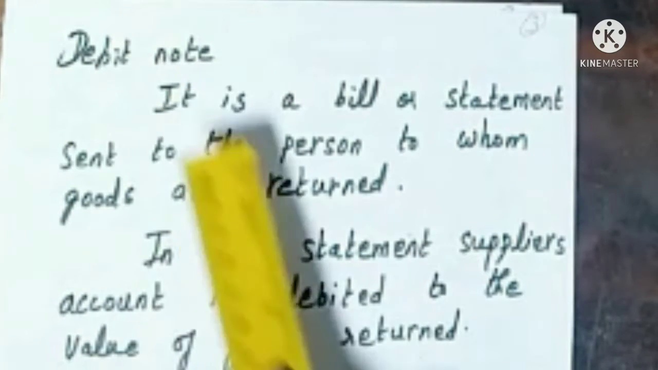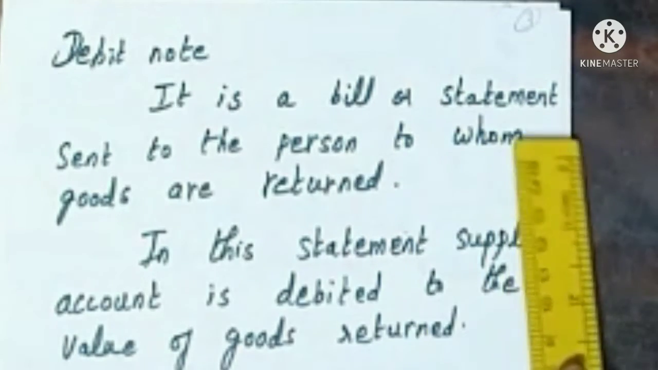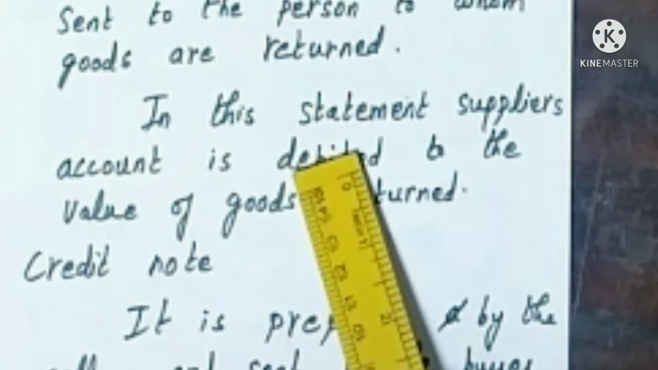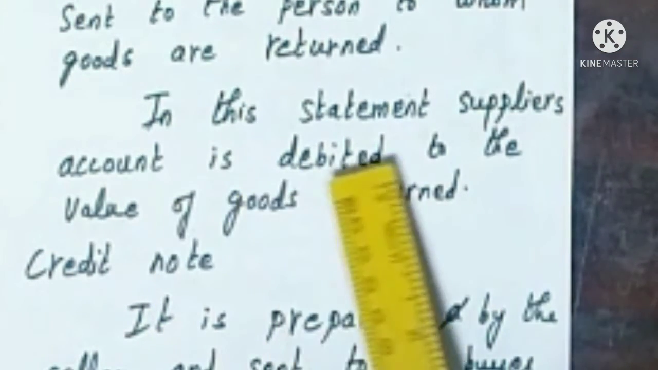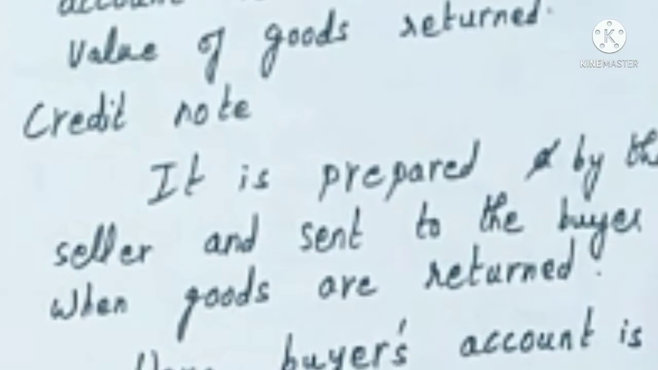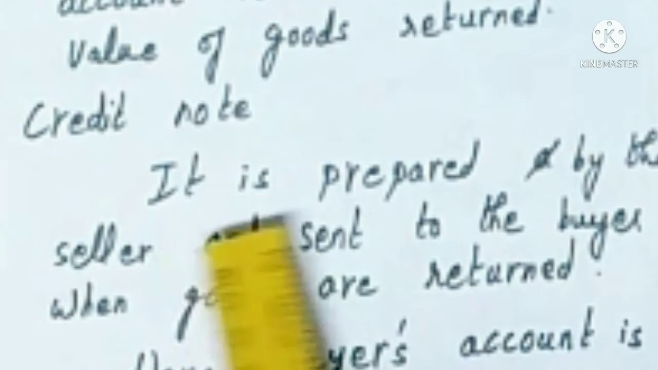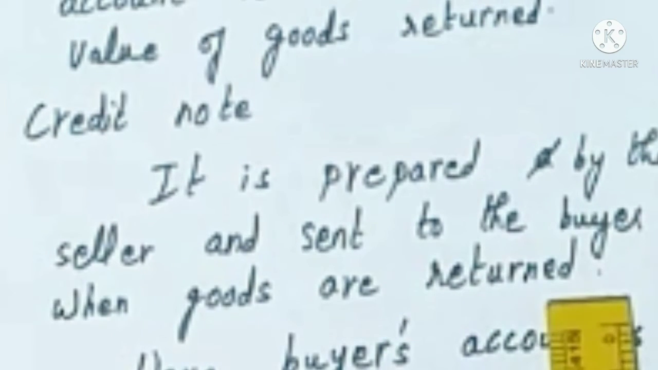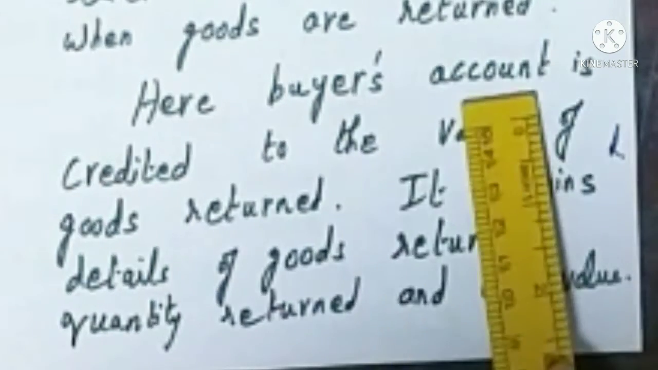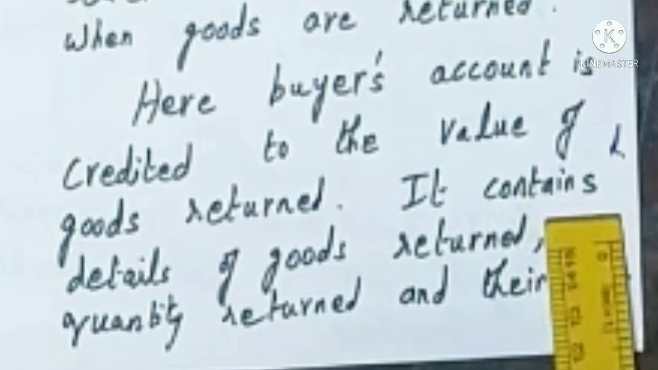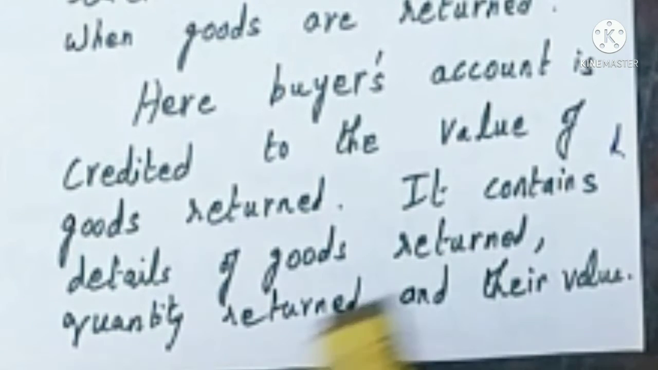What is a debit note? It is a bill or statement sent to the person to whom goods are returned. In this statement, supplier's account is debited to the value of goods returned. Credit note. It is prepared by the seller and sent to the buyer when goods are returned. Here, buyer's account is credited to the value of goods returned. It contains details of goods returned, quantity returned, and their value.